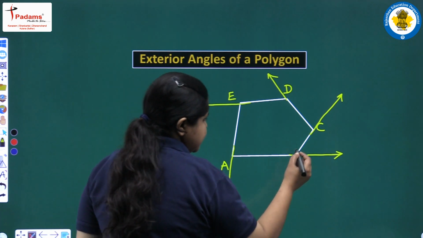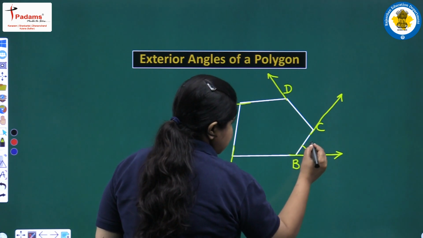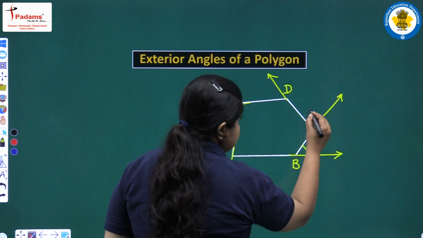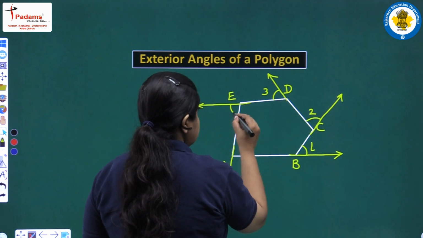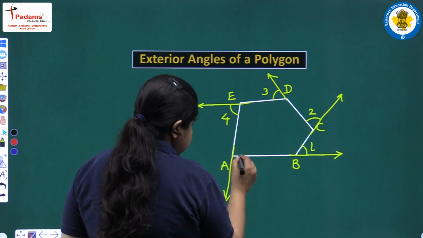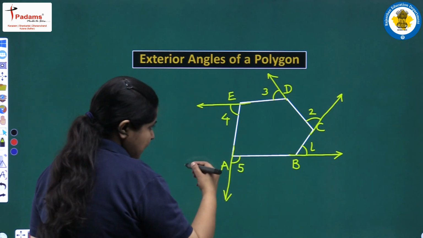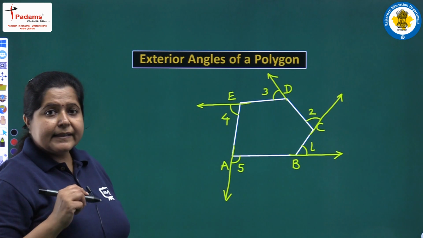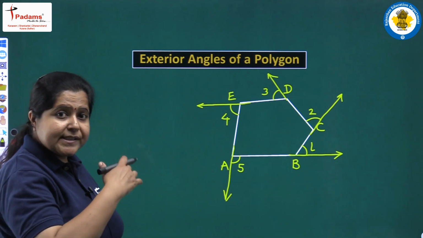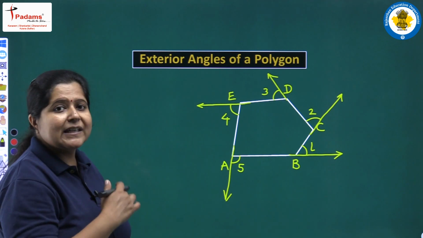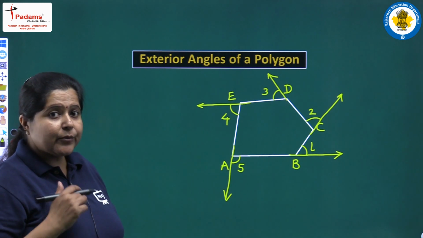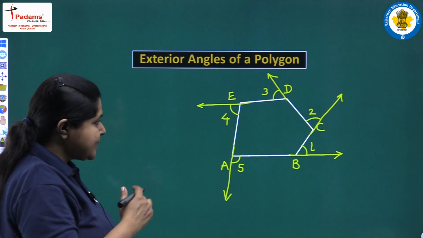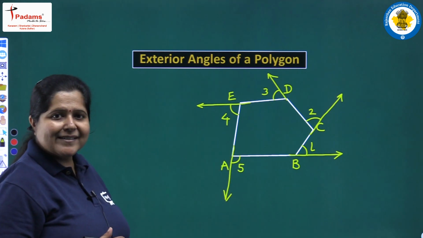Now, the angles: this is angle 1, this angle 2, this angle 3, this angle 4 and this angle 5. These are the angles formed outside the polygon and therefore they are called the exterior angles of a polygon. Now the question arises, what is the sum of these exterior angles?